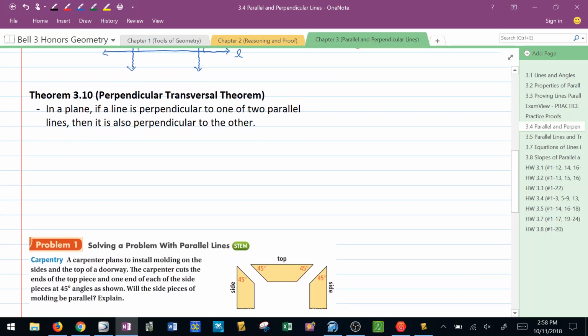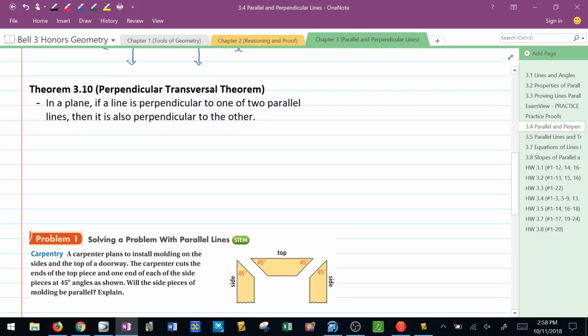And then we have a third one. This one actually has a name. It's called the perpendicular transversal theorem. It says, in a plane, if a line is perpendicular to one of two parallel lines. So let's try to sketch that out. A line is perpendicular to one of two parallel lines. So we know that we have parallel lines. Let's call the parallel lines L and M. All right, and they are parallel to each other.